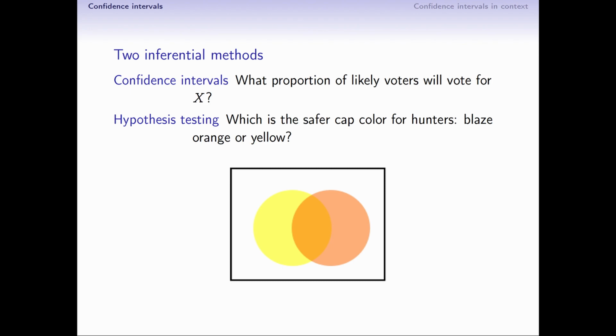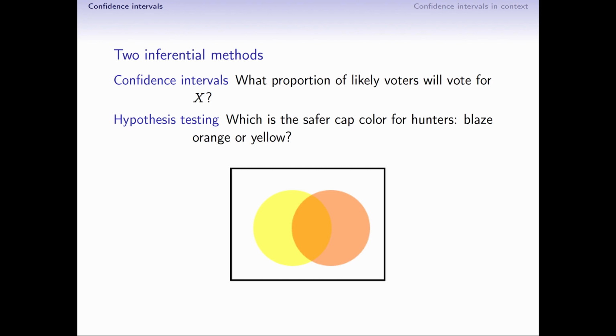By contrast, let's take a look at a question that seems appropriate for hypothesis testing. Which is the safer cap color for hunters, blaze orange or yellow? Let's say you work for a company that's been manufacturing hunting caps, and what is the virtue of a hunting cap? We want it to be visible so that hunters can see each other when they're out in the woods. Let's say you've been manufacturing them in yellow for a number of years, but now you're interested in knowing if, in fact, blaze orange gives more protection. So you'd want to conduct some kind of statistical test.